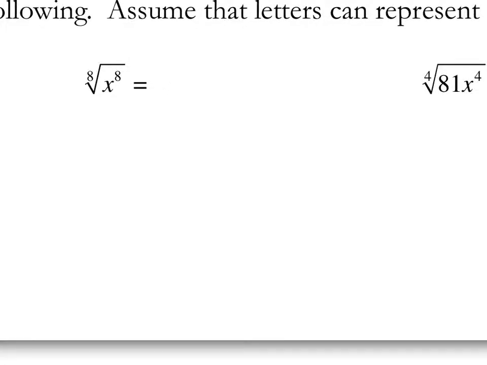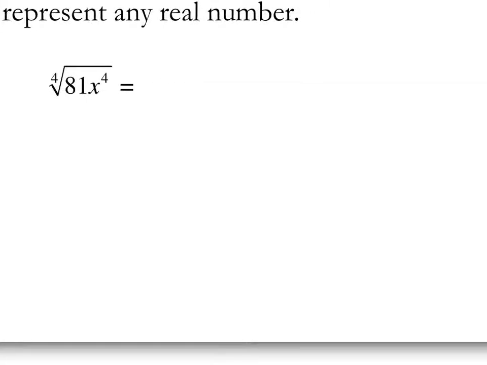What about the 8th root of x to the 8th? Even roots have to have absolute value. 4th root of 81 x to the 4th. Well, what's the 4th root of 81? What number do you multiply together? Write 4 of them down, multiply together, and you get 81. 3. What about the 4th root of x to the 4th? It's an even root. Absolute value of x. That's all for section 6.1.